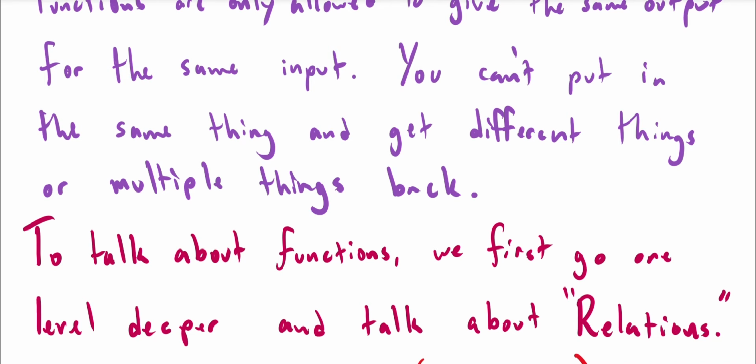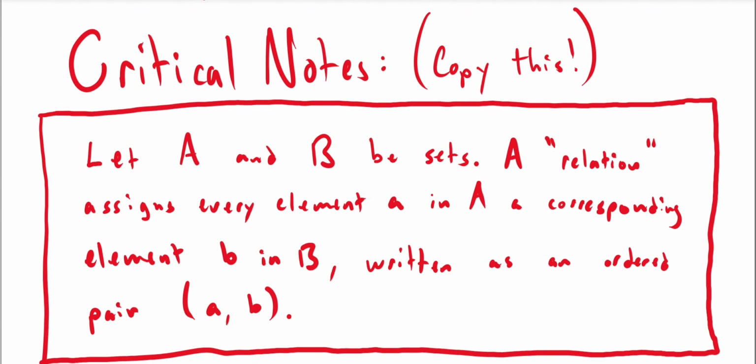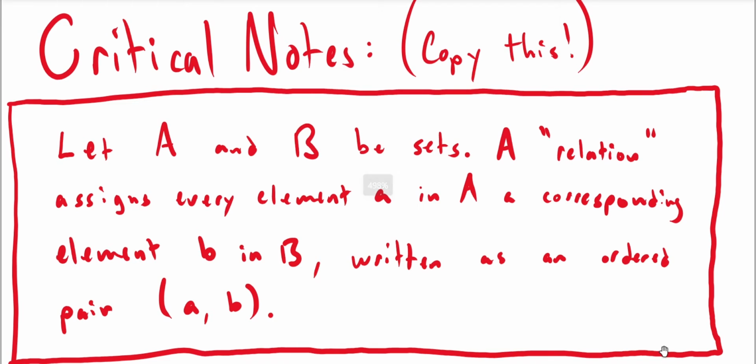These are called relations. We won't talk about that random business I mentioned before, although those do exist. Those are called stochastic functions. That's a topic for a different course. But we will talk about relations. So I want you to actually begin with the definition of a relation. Copy this for your critical notes. This is what a relation is.